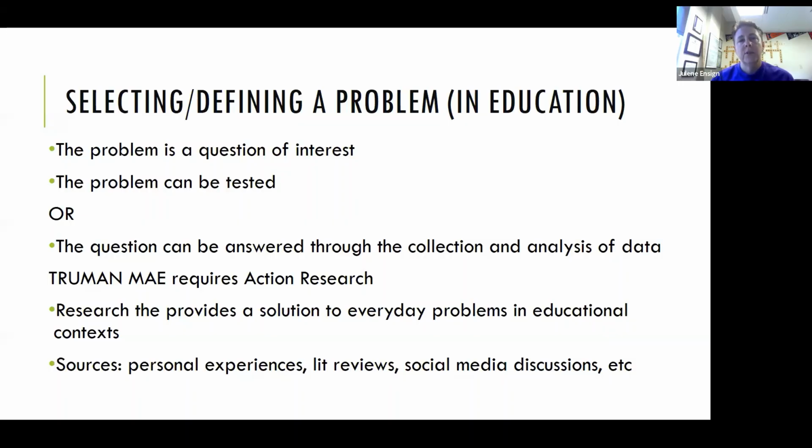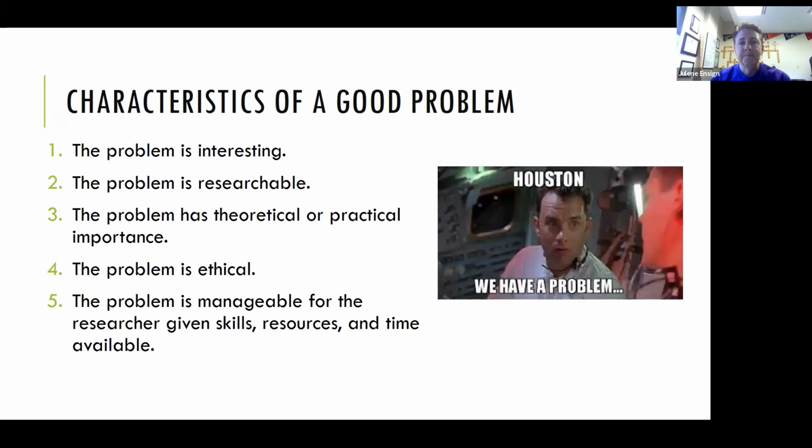So your personal experiences, it could be something that you read about in the literature, could be something that you saw on social media, some discussion that you had in class. That's usually where these problems start from.